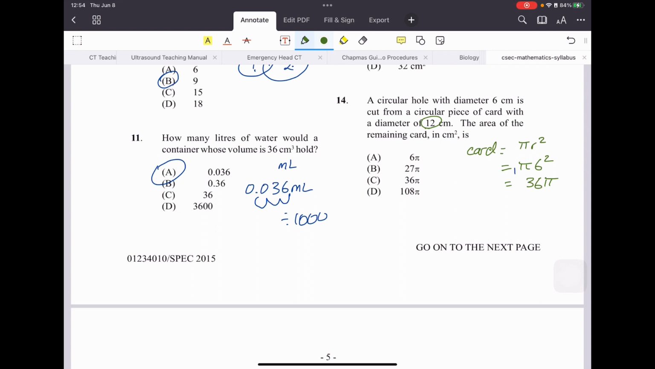And finally, the area of the circle that you cut out, the diameter was 6 cm, so it's pi r squared again, and your radius is going to be 3 cm. So it's going to be pi 3 squared, which is 9 pi. So the remaining area after you cut out this circle, which is 9 pi, is going to be 36 pi minus 9 pi, which is 27 pi. Simple. Don't let the pi and all that confuse you. You're still working with numbers, okay?